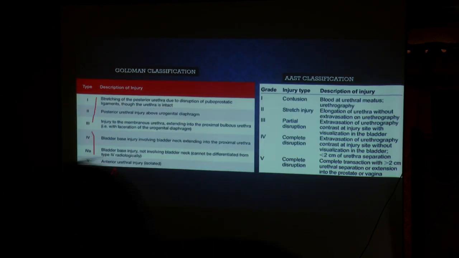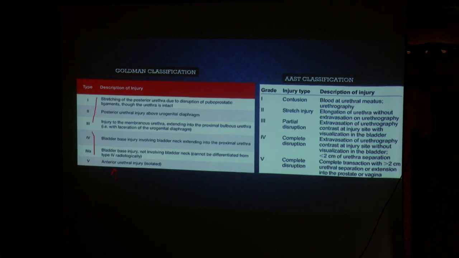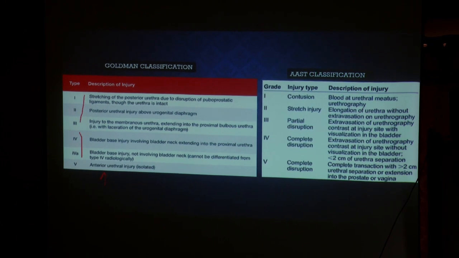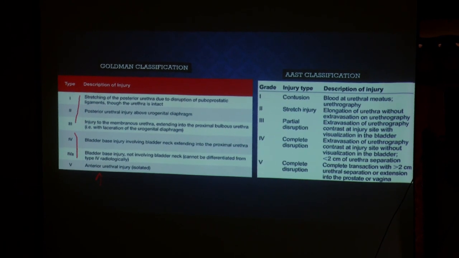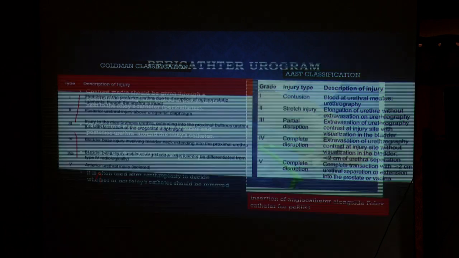And according to the AAST classification, there will be no imaging findings in grade 1. There will be only contusion, so clinically there will be blood at the urethral meatus. Whenever there is a stretching injury like this, it is graded as grade 2 according to the AAST classification. The rest you can read. In type 3 there will be partial disruption, and types 4 and 5 comprise complete disruption. So it is better if you report with the grading or classification when you are reporting urethrograms.